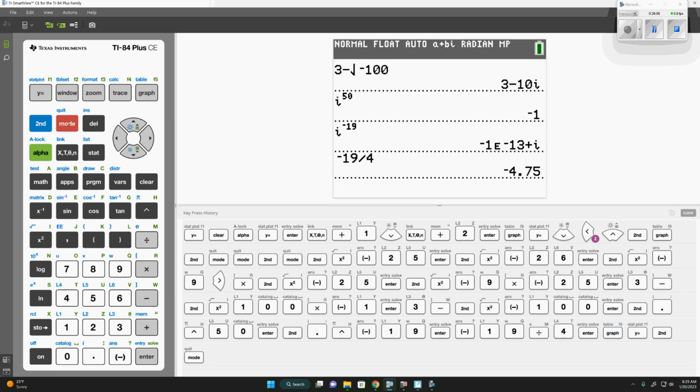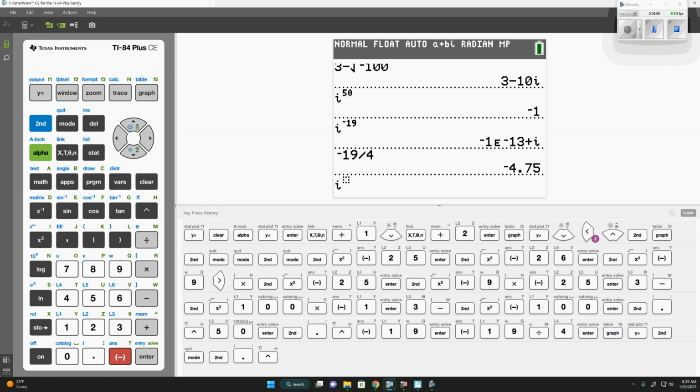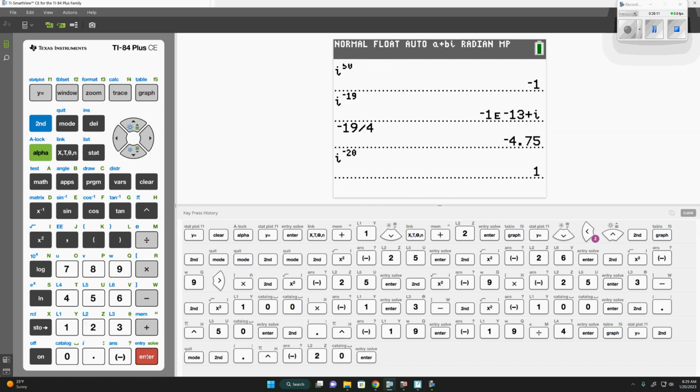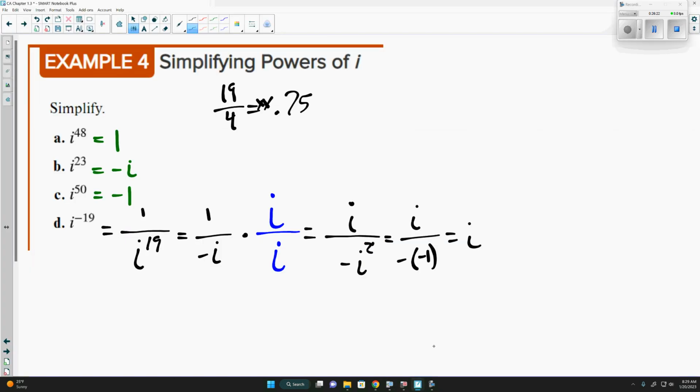Because for some, like i to the negative 20, it works out just fine. Some it has issues with. Any other questions on this here?